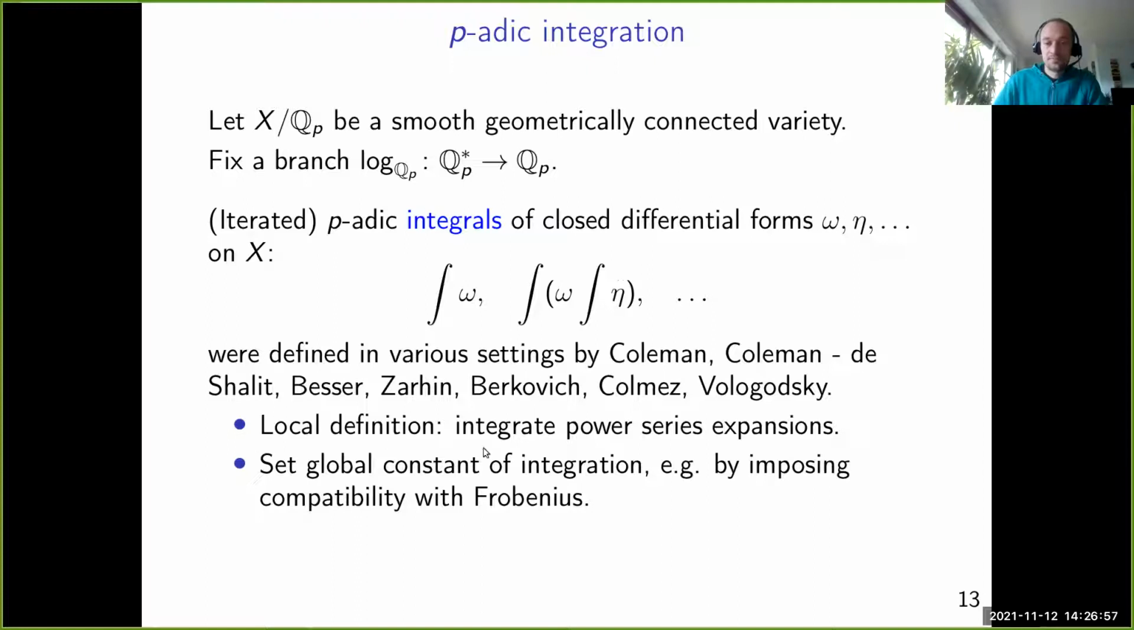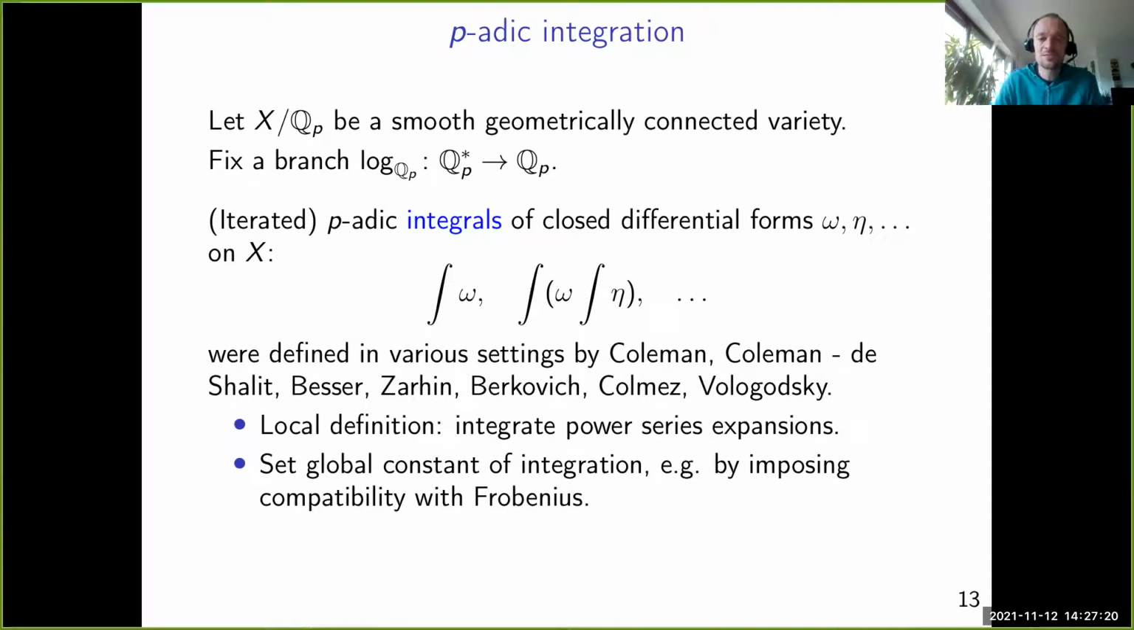And well, locally, that's somewhat easy to do, right? So for instance, say if you're on a residue disk, or residue multi-disk, then you can take your differential, expand it into a convergent power series, and then just integrate termwise. So that's what you always also do in complex or real analysis.